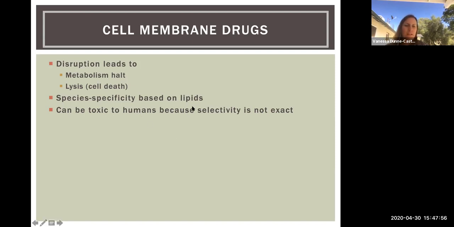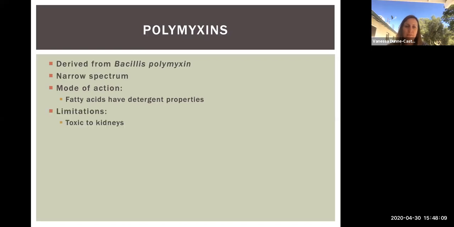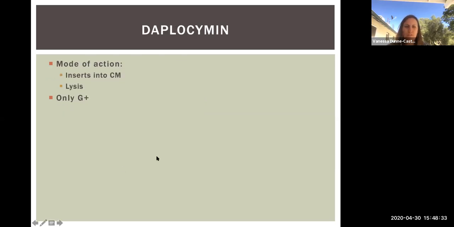But the unfortunate part is that although you can get high selectivity here, the lipids do have some similarity to human lipids, and so it can be toxic to humans. Polymyxins are in this category, derived from a bacillus. It is narrow spectrum because of its selectivity for lipids. Again, it acts as a detergent, a surfactant, and it does have significant limitations. It is usually used as a last choice drug, at compassionate care, if you have a drug-resistant organism like the super common Pseudomonas aeruginosa, which is a nosocomial agent, or some gram-negative rods for urinary tract infection.